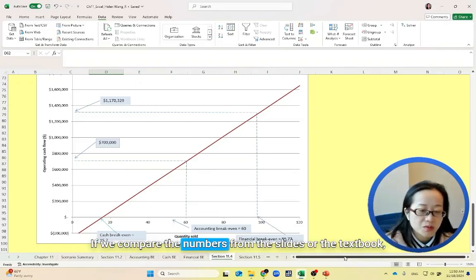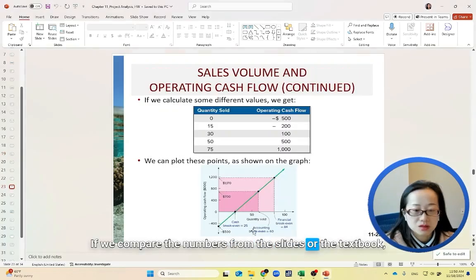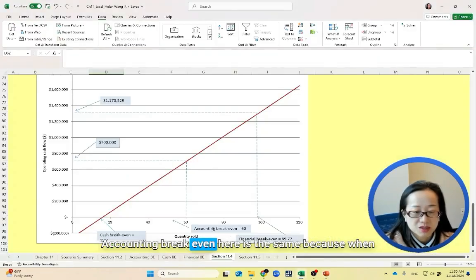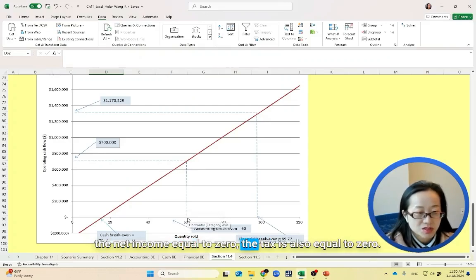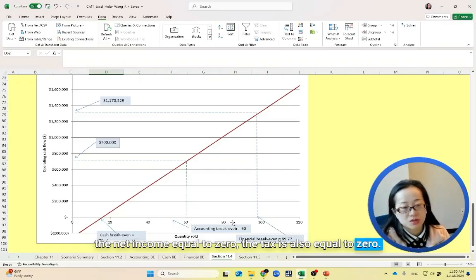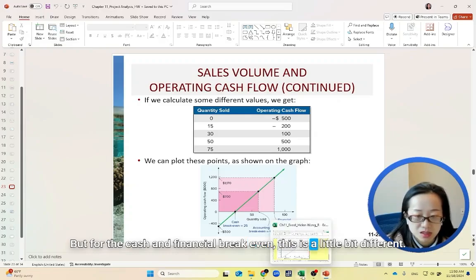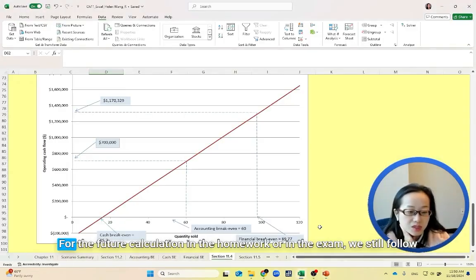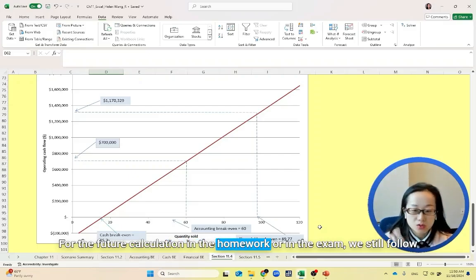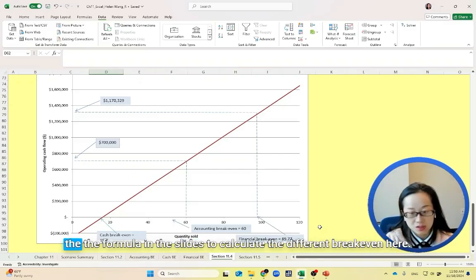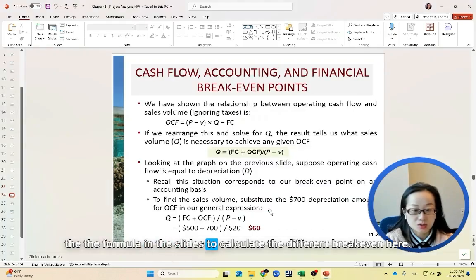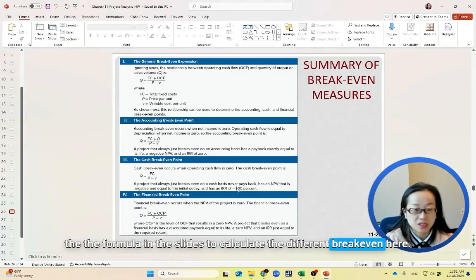If we compare the numbers from the slides or the textbook, we can see the accounting break-even here is the same. Accounting break-even here is the same because when the net income equal to 0, the tax is also equal to 0. But for the cash and financial break-even, this is a little bit different. For the future calculation in the homework or in the exam, we still follow the formula in the slides to calculate the different break-even here.